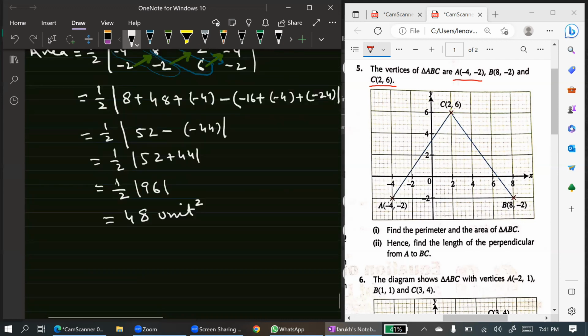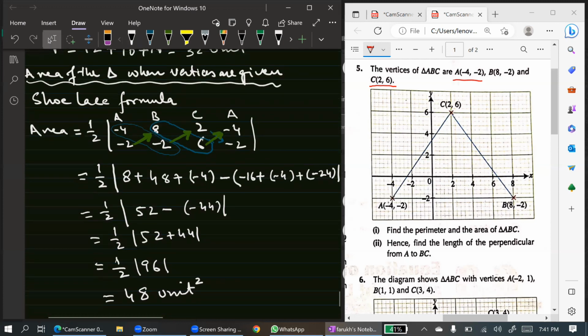Now, we have to multiply the opposite values, like the laces of a shoe. First we will multiply these two, then these two, then these two, and then we will multiply -2 with 8, -2 with 2, and 6 with 4.